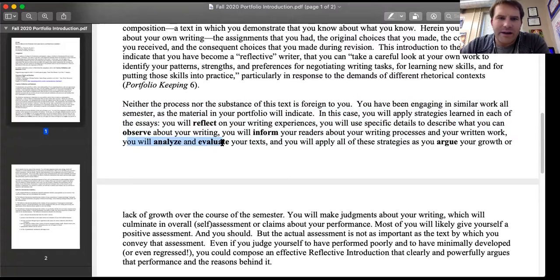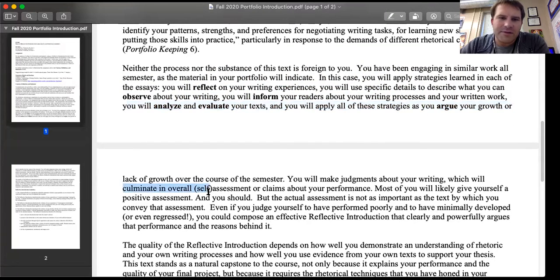You'll analyze and evaluate your text, and you will apply all these strategies as you argue your growth or lack of growth over the course of the semester. Basically, you're blending all the essays together. It's a blended writing piece.